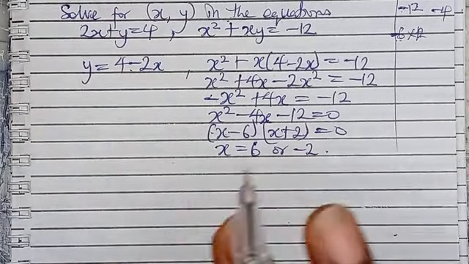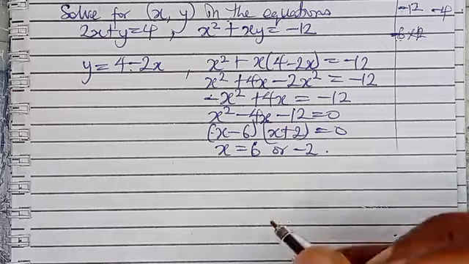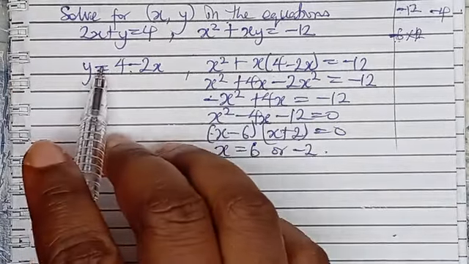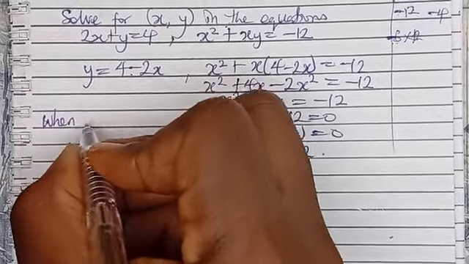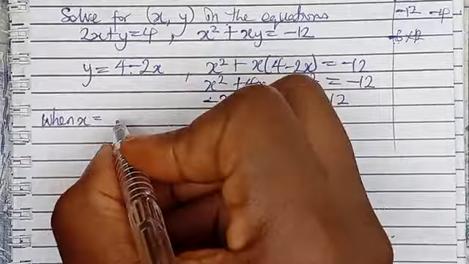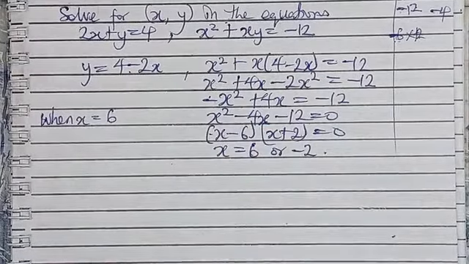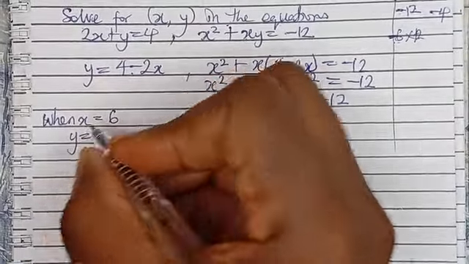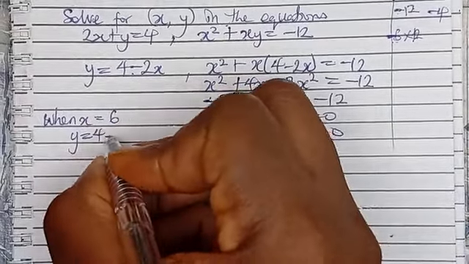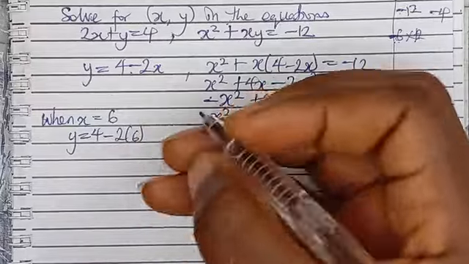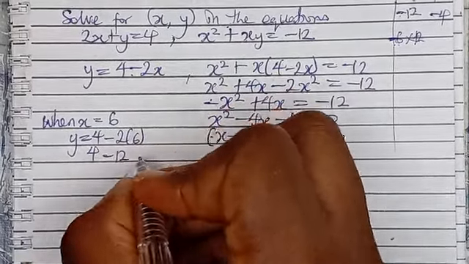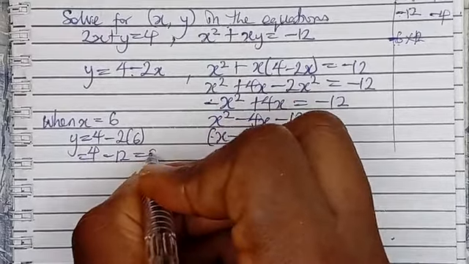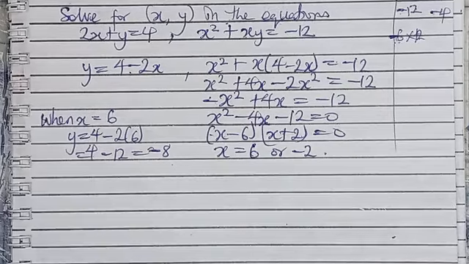Now on to the values of y. Okay, we have here that y is equal to 4 minus 2x. We now say when x is equal to 6, at that point y is equal to 4 minus 2 into 6. 4 minus 2 times 6 is minus 12. 4 minus 12 is negative 8.